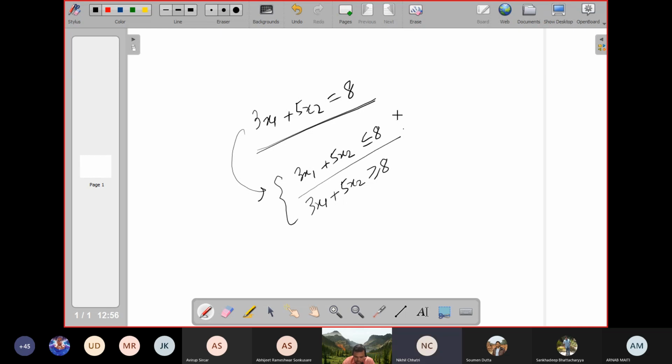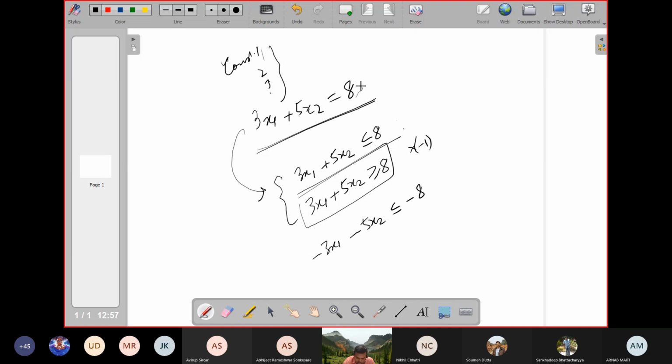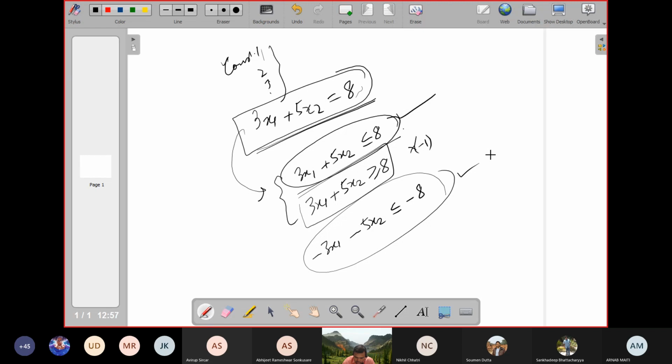Now, for the less than or equal to, you don't have to do anything. The greater than or equal to, you multiply it with -1. Then you get -3x1 minus 5x2 is less than or equal to -8. So all the other constraints 1, 2, 3 are there. And then instead of considering this directly, you consider this less than or equal to and this less than or equal to -8. Clear? Okay, sir. Yes, sir.